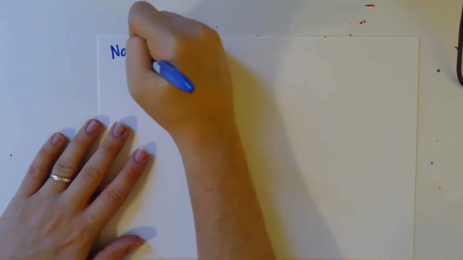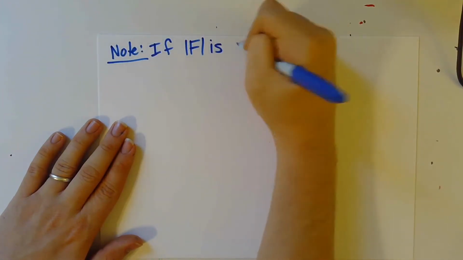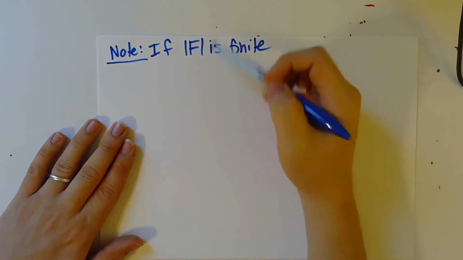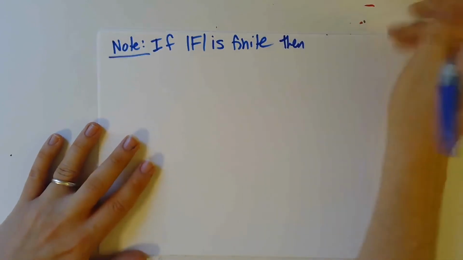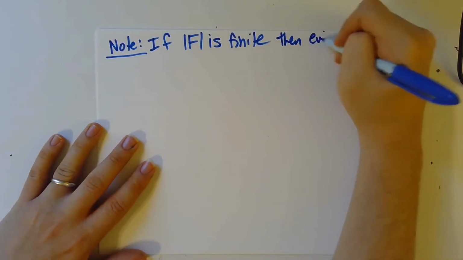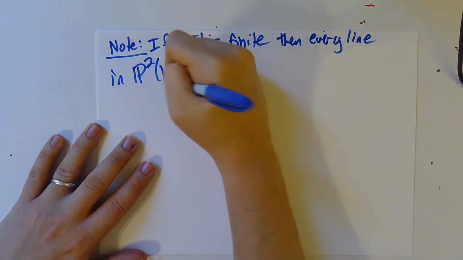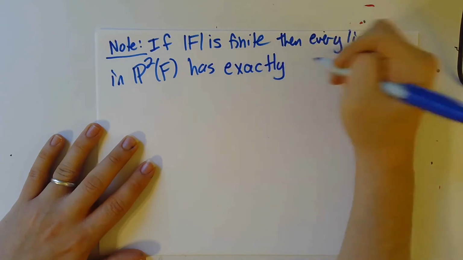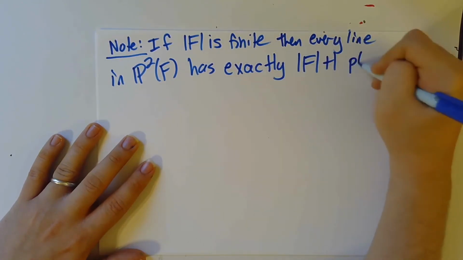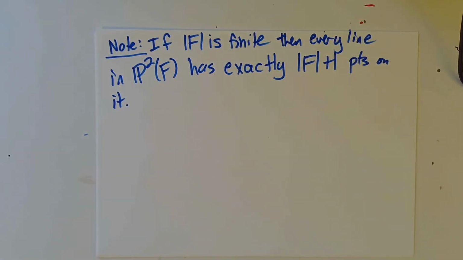So I can go ahead and make a note, or proposition, or whatever you want. If F is finite, (F with bars being finite and F without bars being finite are exactly the same thing), then every line in P2F has exactly size of F plus 1 points on it. Okay.